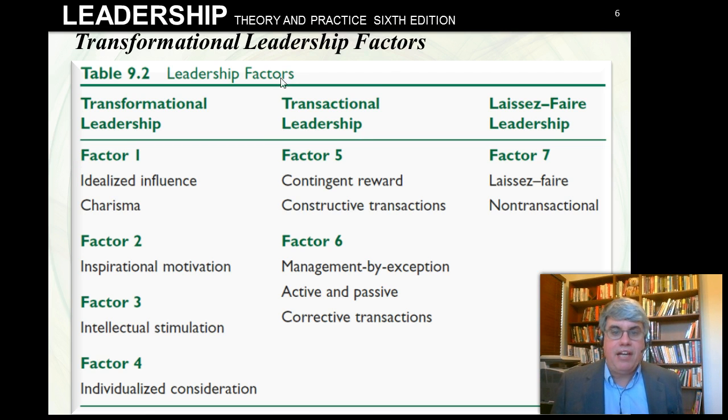Now in this model, transactional leadership is also considered. And there are two different factors, two different types of behaviors. There's kind of a positive and a negative set of behaviors. The first factor is called contingent reward. That means rewarding people who do what's good, giving good things to people who do what they're supposed to do. Those can be considered constructive transactions. These can be separated from punishments, basically, which are known as corrective transactions.